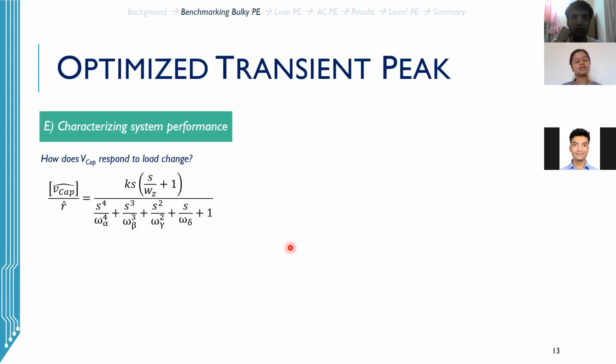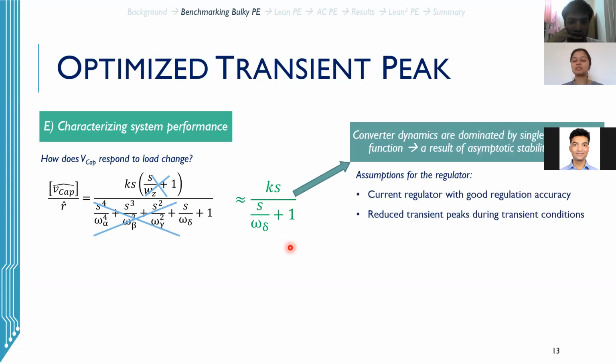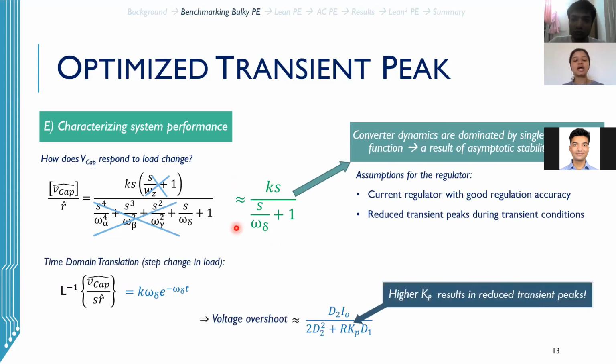The other aspect is optimizing the transient peak during transient conditions. So we can show that this system, using approximations, can be reduced, and it comes out that it is dominated by a single pole transfer function. So now that we have a simplified expression, we can extract the voltage overshoot in terms of the system variables. So the expression is shown right here, wherein we see that in addition to the variables which depend on the power throughput, we again see the impact of Kp in reducing the peak transients.